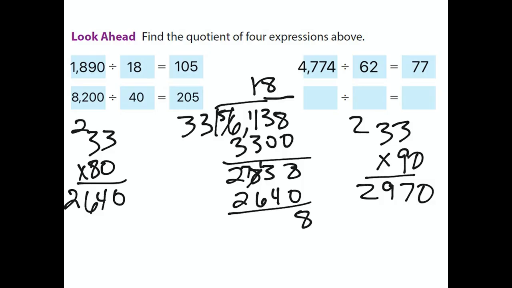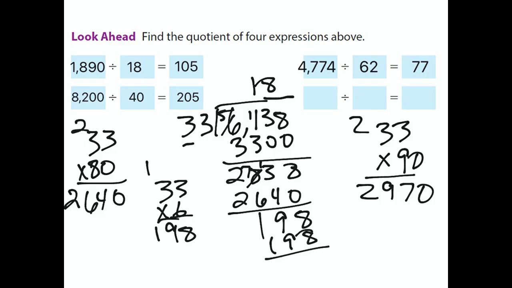So 2,838 minus 2,640 is 198. Well, 3 times 6 is 18. So I'm going to do 33 times 6 and see what happens. 6 times 3 is 18. Carry that 1. 6 times 3 is 18 plus 1 is 198. I love it when a plan comes together. So 186. Now I'm going to put it right here.